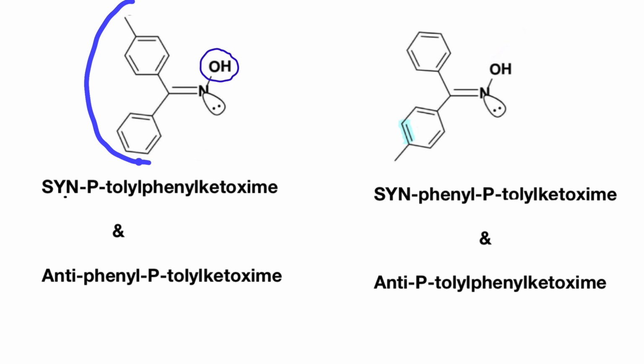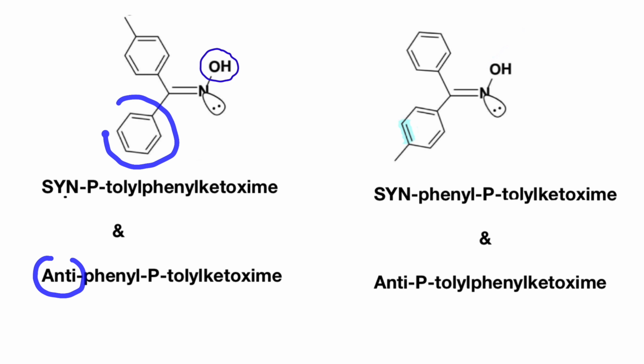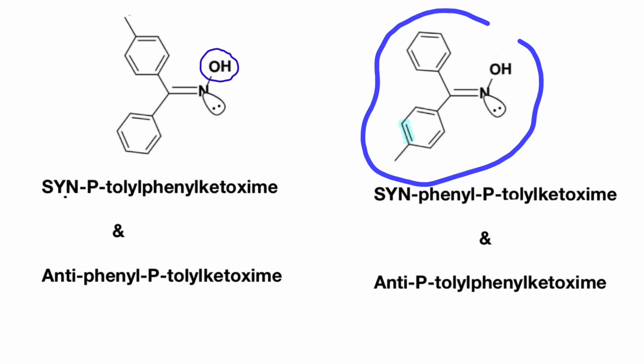For the same structure, for the same spatial orientation, you can give the anti name also. If you want to give the anti name, you have to see which group is opposite to OH. Here OH and the phenyl group are on opposite sides. Therefore, you start the name with anti and mention the group which is opposite to the OH group. After that, this group you have to name. Therefore, anti-phenyl para-toluene ketoxime, like this. In the second example, it is a geometrical isomer.